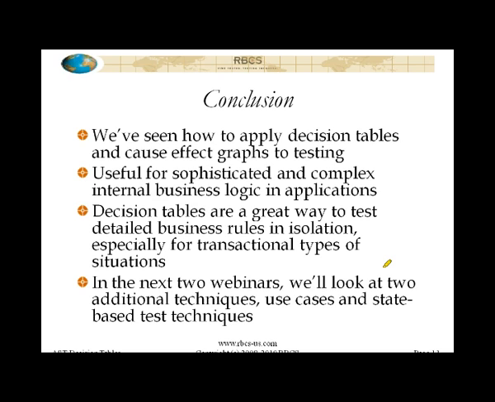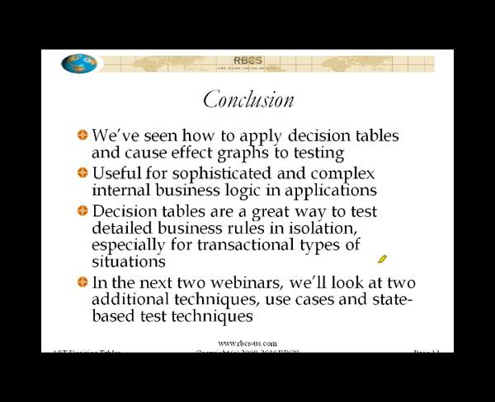They're still much simpler, much more straightforward than a prose explanation, a text explanation of the similar logic would be. And that's true for a lot of these techniques that we're going to look at, state diagrams and decision tables and use cases and domain analysis and those sort of things, that the text description of this stuff is a lot more difficult to read and often a lot longer than the tables themselves. So decision tables are a great way to test detailed business rules in isolation.